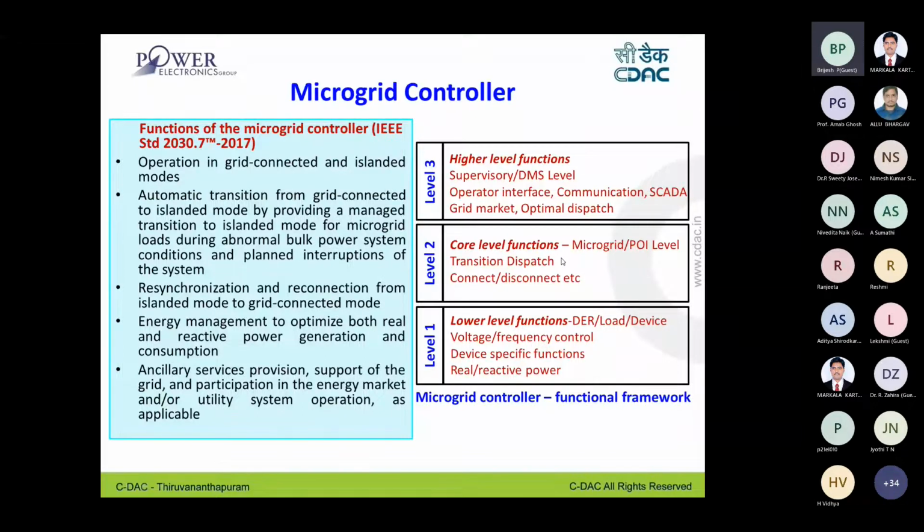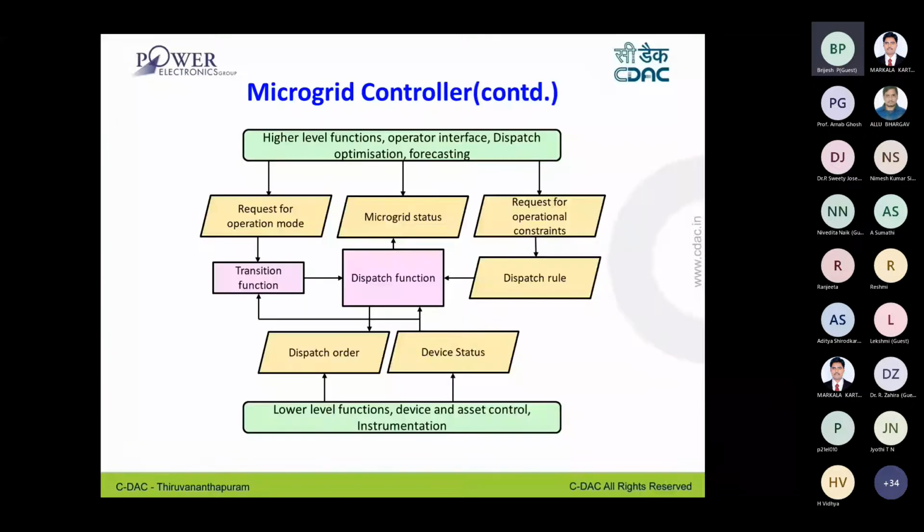You can communicate to the SCADA system, or some communication standards may be incorporated in this third level, and this grid market, the commercial aspects, everything is part of the third level. This is the basic architecture of a microgrid controller. This is the functionality of the microgrid controller from the IEEE standard.